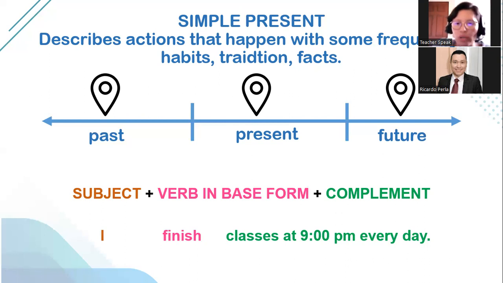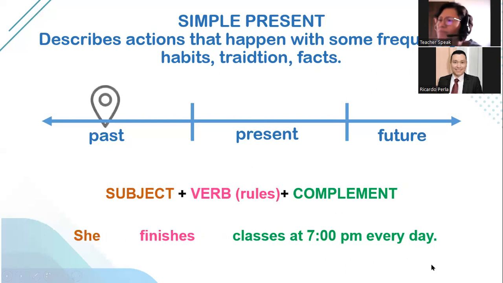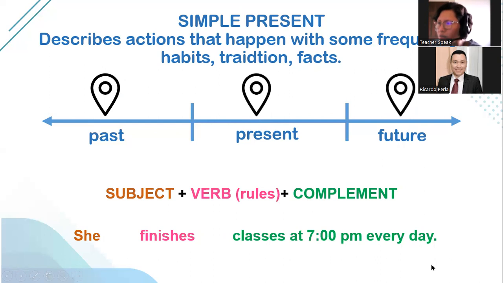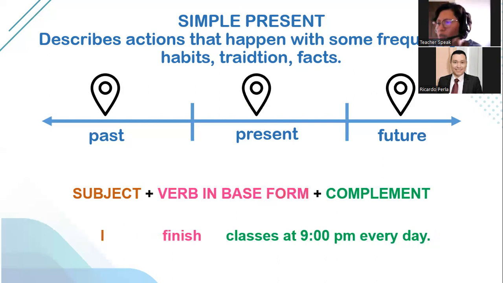So what happens when I talk about the third person singular, for example, right? Let's take a look at the following. Look. So can you read the sentence, Ricardo? She finish classes at 7 p.m. every day. Repeat the verb. Finish. Finish or finishes? Finish. Very good. Okay. So here, if you see the difference between this one and this one is that I don't have ES, right? Why? Because ES is different. Okay. It's different with the subjects that we have on he, she, it, and singular nouns.